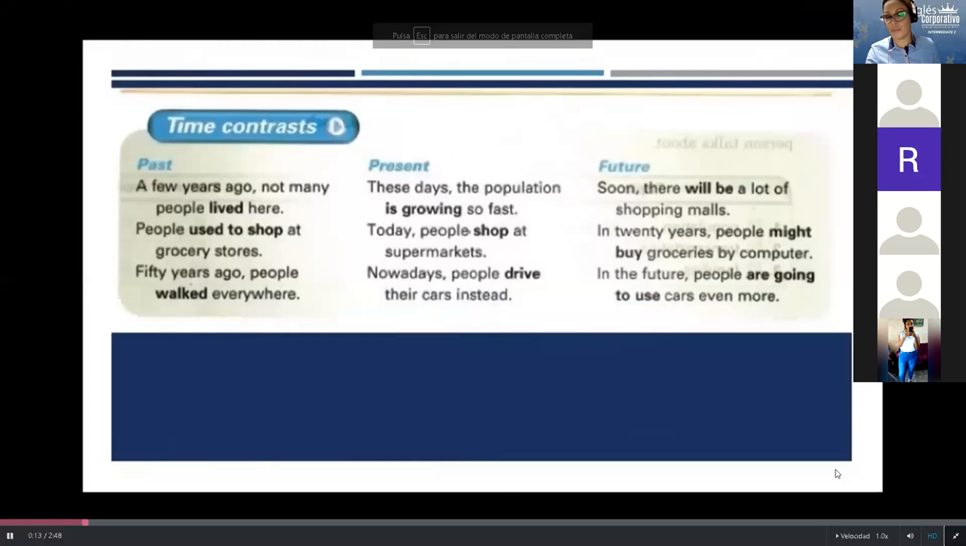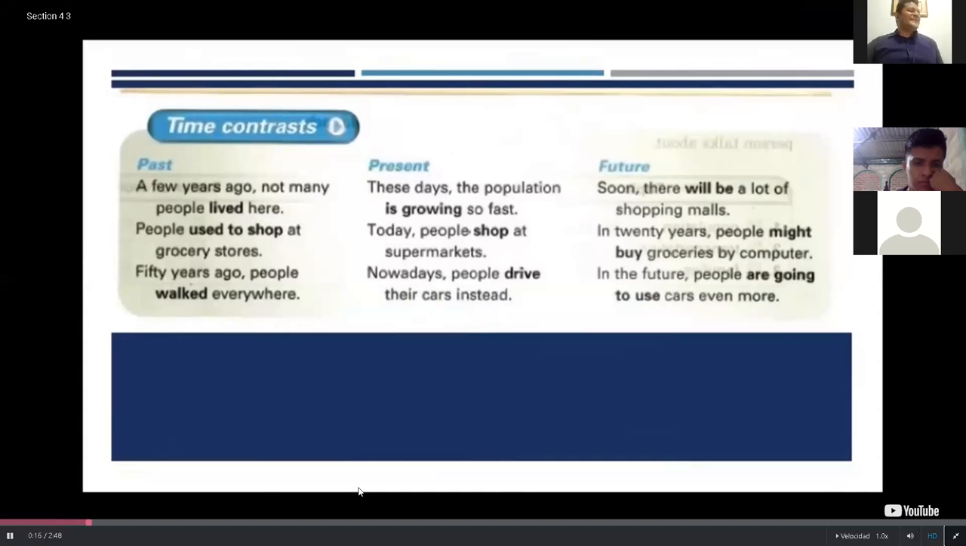Time contrasts. Past. A few years ago, not many people lived here. Present. These days, the population is growing so fast. Future. Soon, there will be a lot of shopping malls. People used to shop at grocery stores. Today, people shop at supermarkets. In 20 years, people might buy groceries by computer. 50 years ago, people walked everywhere. Nowadays, people drive their cars instead. In the future, people are going to use cars even more.